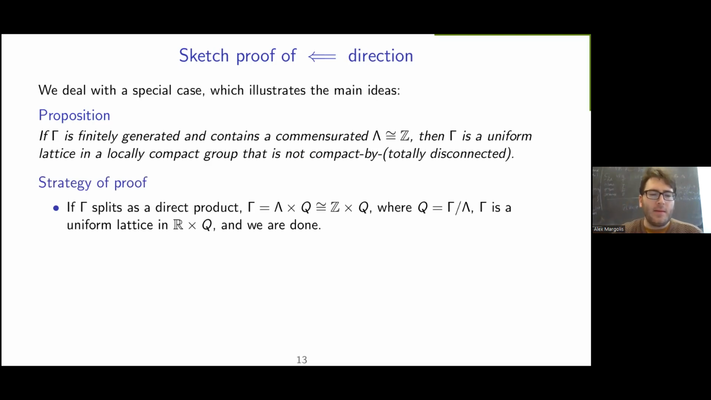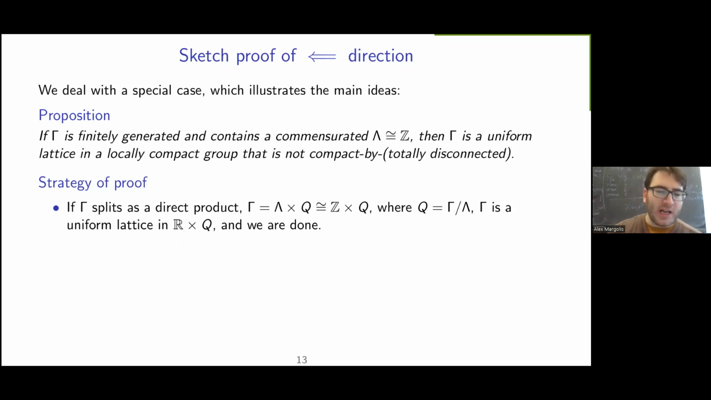Okay. So let's first specialize to a very restrictive case, namely where gamma splits as a direct product, where one of the factors is the commensurated subgroup lambda, which in this case is normal, and the other factor is the quotient. And in this case, it's very easy because gamma is a direct product Z times Q, where Q is the quotient. And so we can just embed gamma as a uniform lattice in R times Q, and R is connected. So gamma is a lattice in some locally compact group that's not compact by totally disconnected.